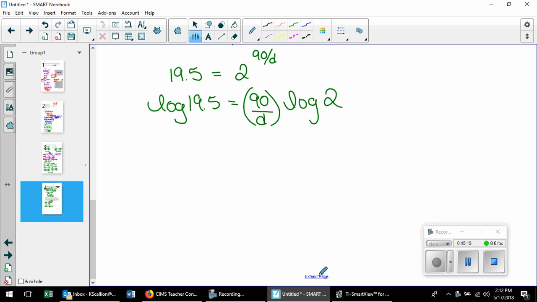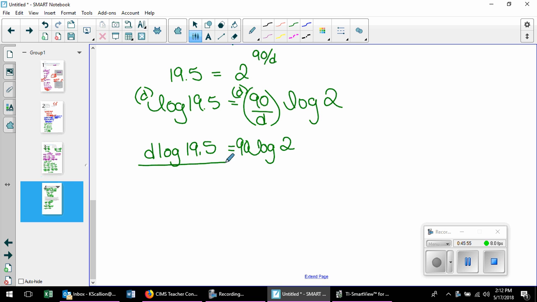All right, what are we going to do? You can multiply both sides, because it's like a coefficient. This is like a coefficient now, it's not like an exponent. So getting rid of the denominator, we're going to multiply both sides by D. So I've got D log 19.5 equals 90 log 2.